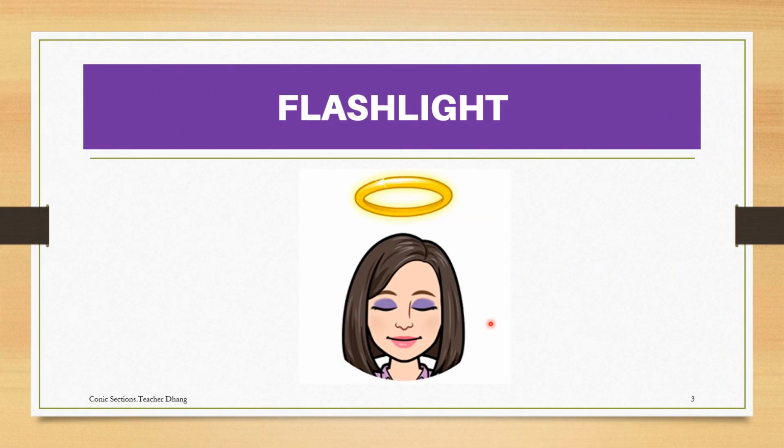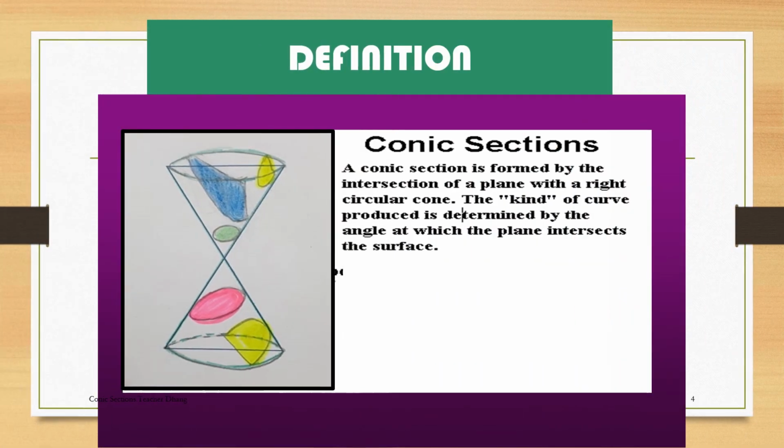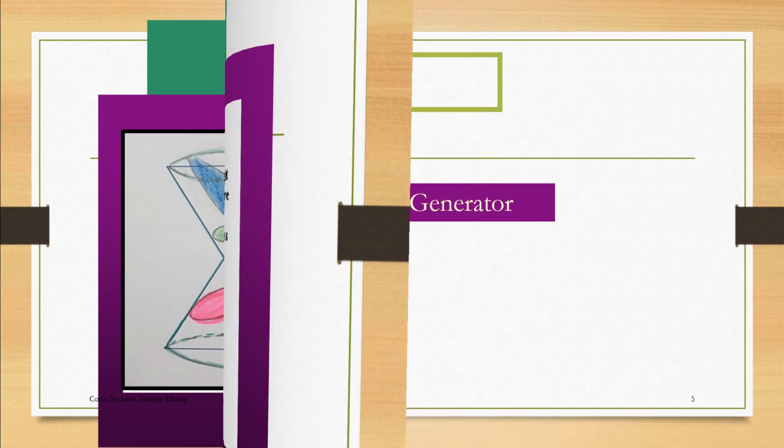Know what is the meaning of a conic section? Well, if you don't know, let me guide you with this. A conic section is formed by the intersection of a plane with a right circular cone. The kind of curve produced is determined by the angle at which the plane intersects the surface.